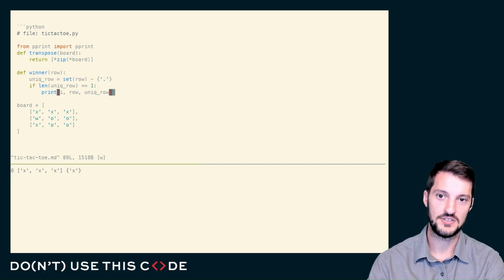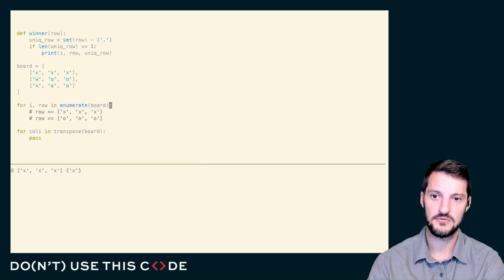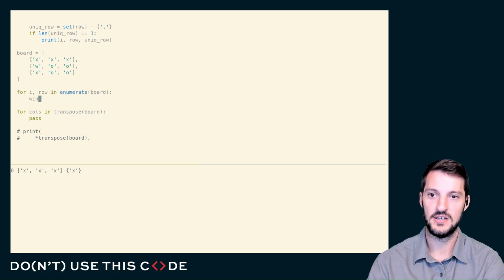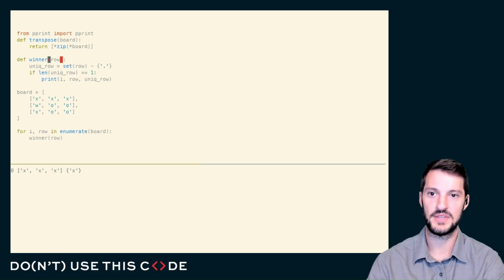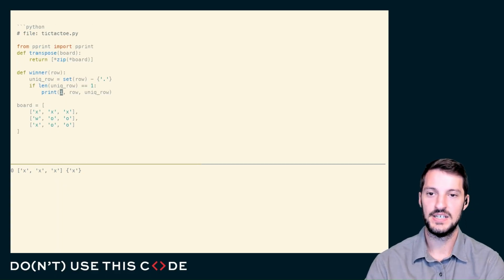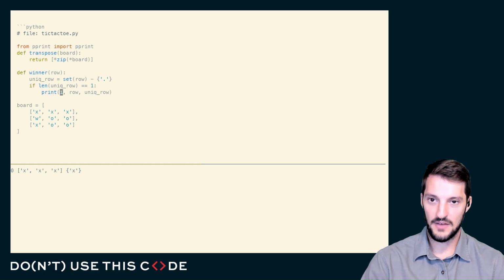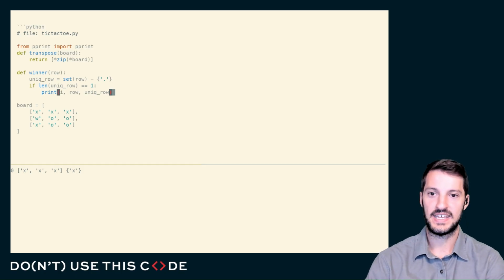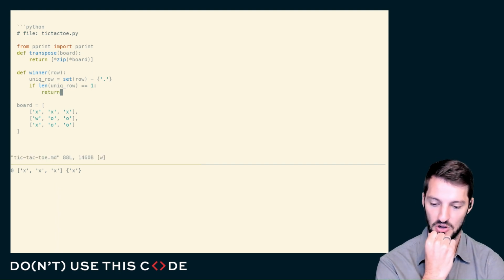And of course, I do not want to just print out things when determining the winner on my row. I actually want to return something that makes sense. So we have a few options. I can return whether or not this row won.